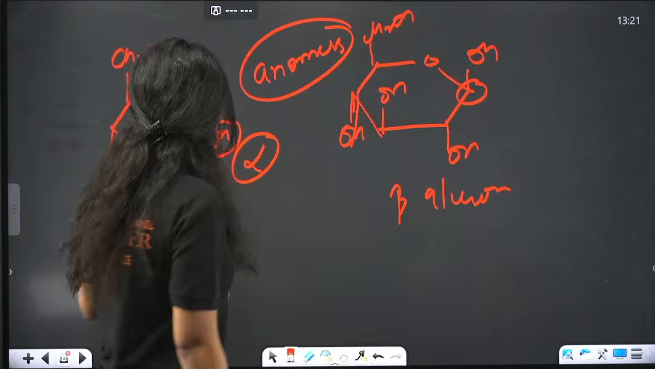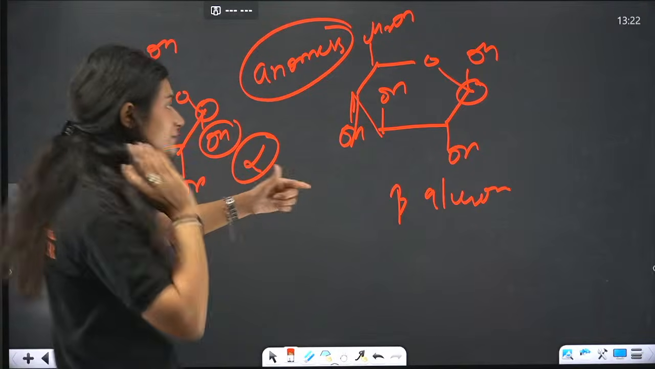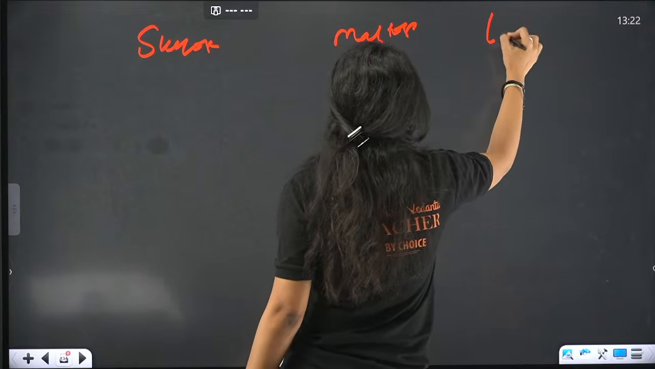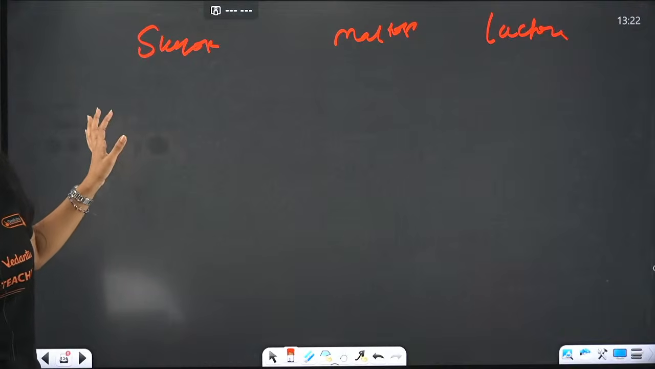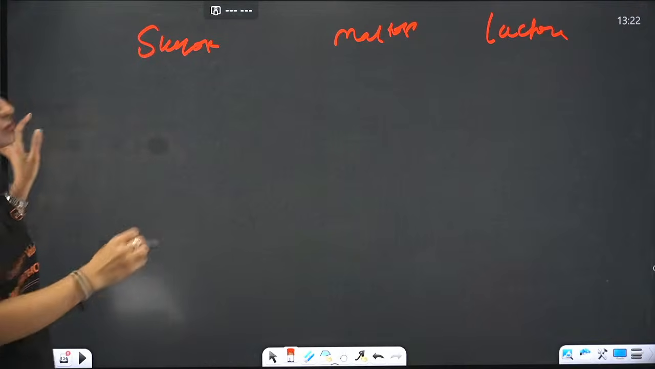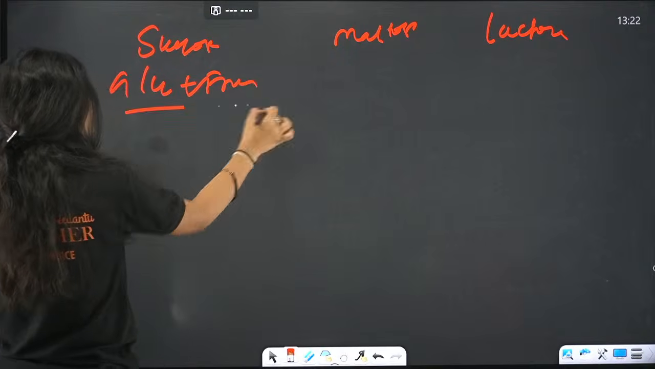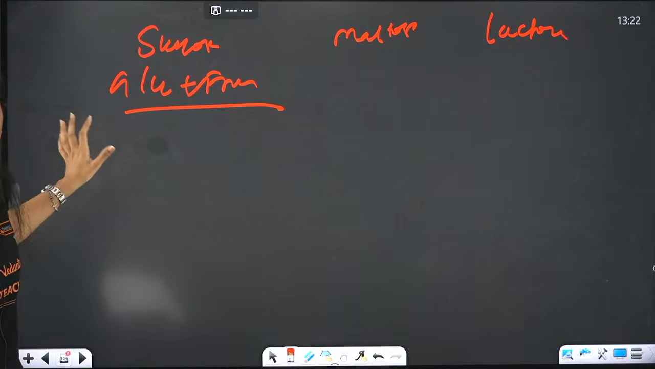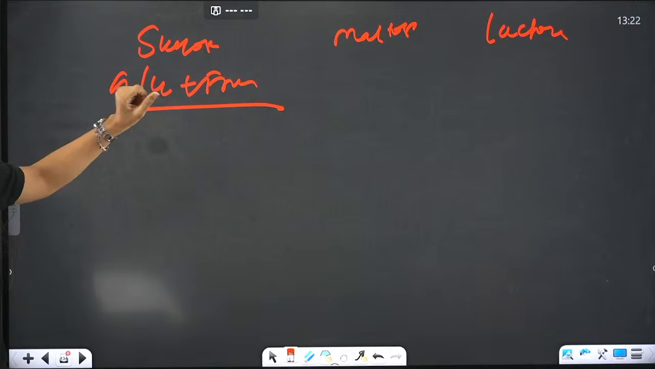So remember, alpha means the OH group is down, and beta means the OH group is up. Then you have sucrose, maltose and lactose, where the linkages are very important. Sucrose has glucose and fructose. After hydrolysis, sucrose becomes levorotatory because of the greater contribution of fructose, which is levorotatory.